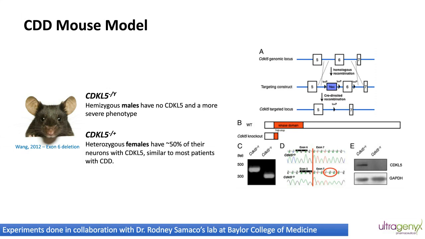So both of these models give us different abilities to look at different things. The males are helpful because they have a more severe phenotype, and that really allows us to see if we can move the bar with application of this treatment. However, the females are a little bit genetically more like the patients that we're going to be aiming to treat. So both of them have value for us when we're thinking about testing this therapeutic.